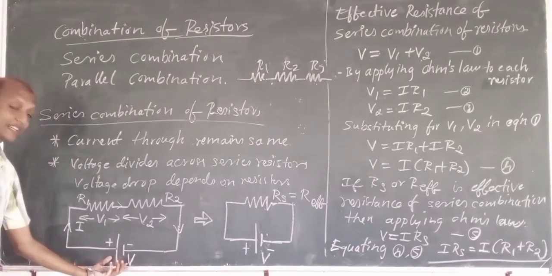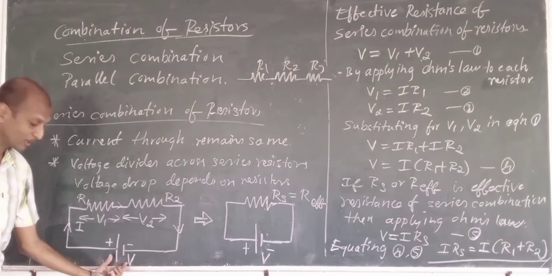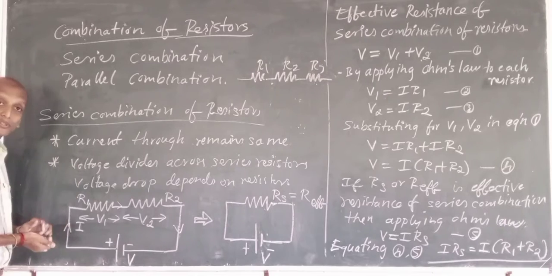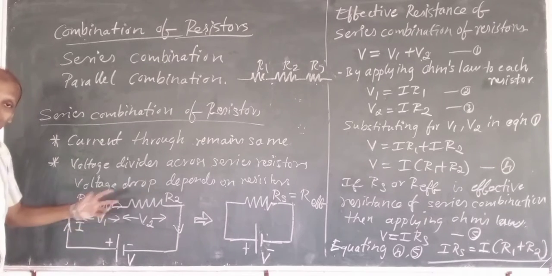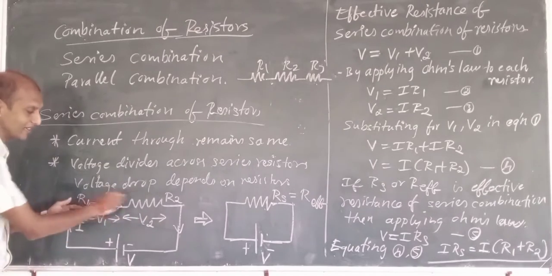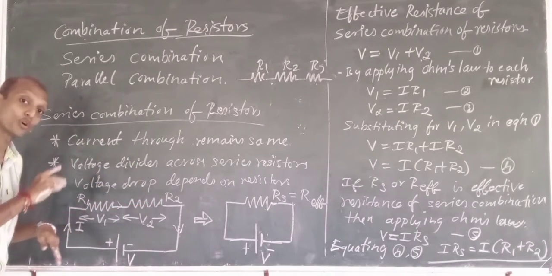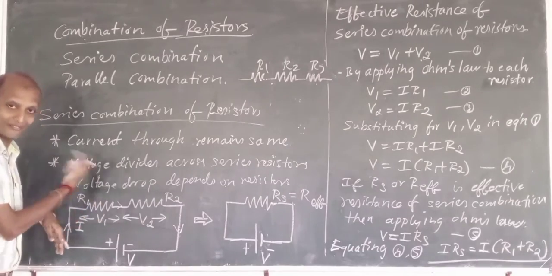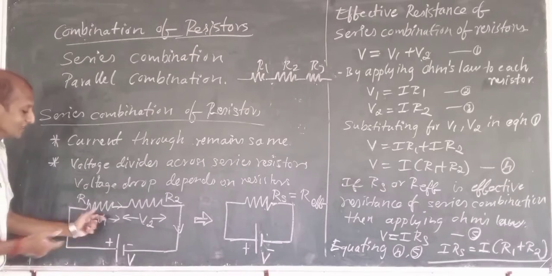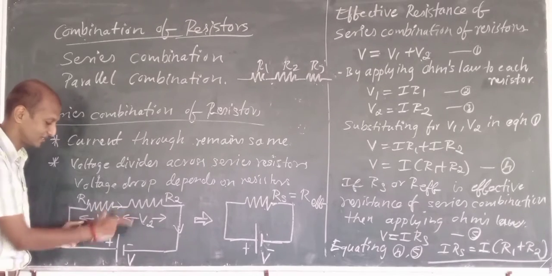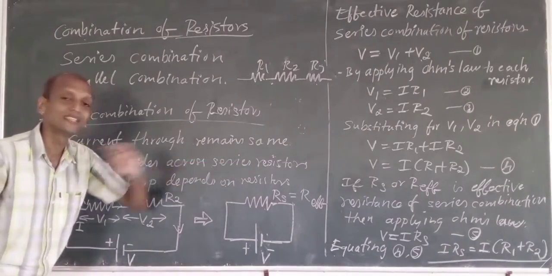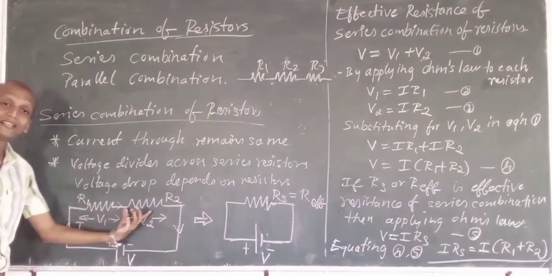And about the voltage, this is the total voltage or EMF I have applied, that is V volts. Now what happens to voltage, as we saw last class? If I have two resistances connected like this, we are saying that the combination is a series combination of resistances. Here voltage divides across the series resistors.